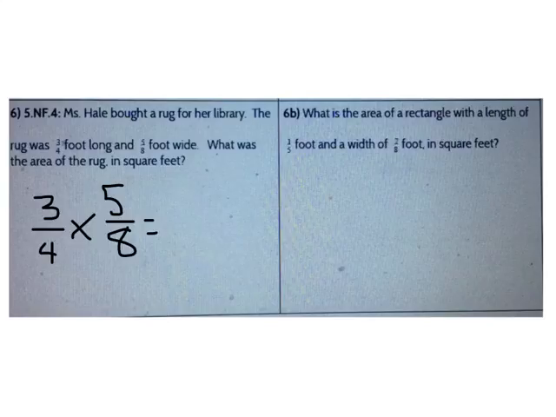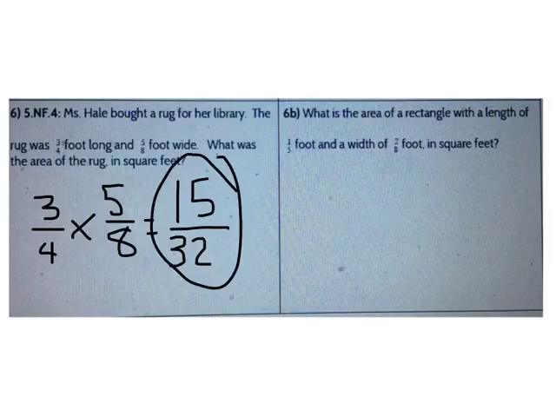Remember, when I multiply fractions, I can multiply straight across. What's 3/4 times 5/8? Well, 3 times 5 is 15, and 4 times 8 is 32, so the answer is 15 over 32. Now you try one.